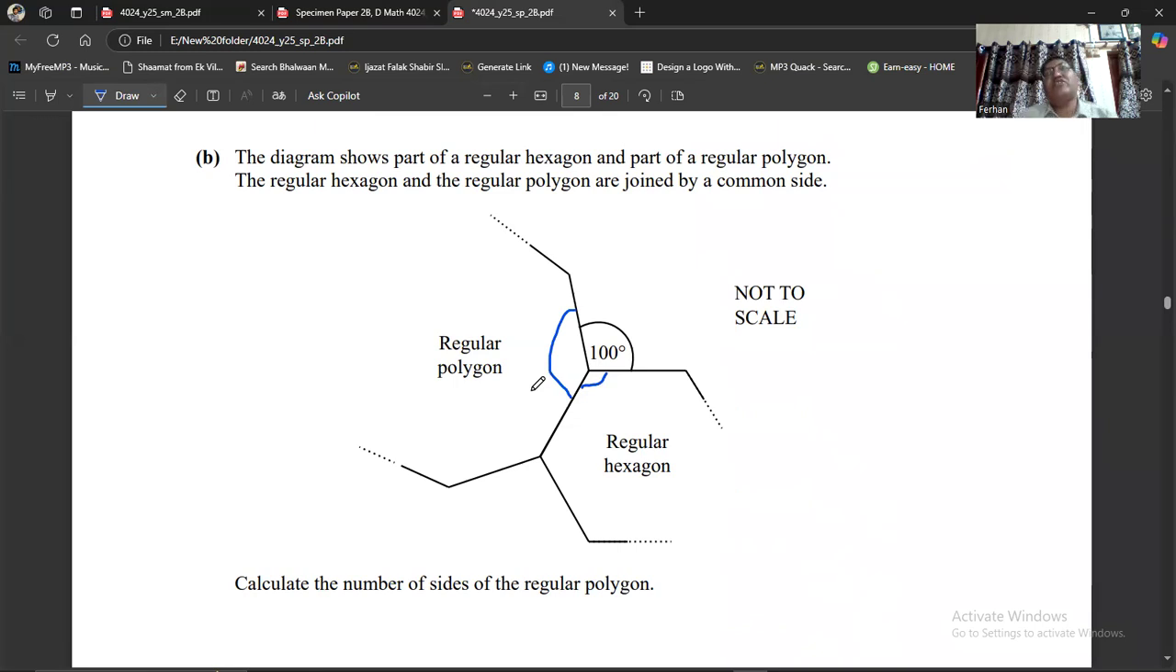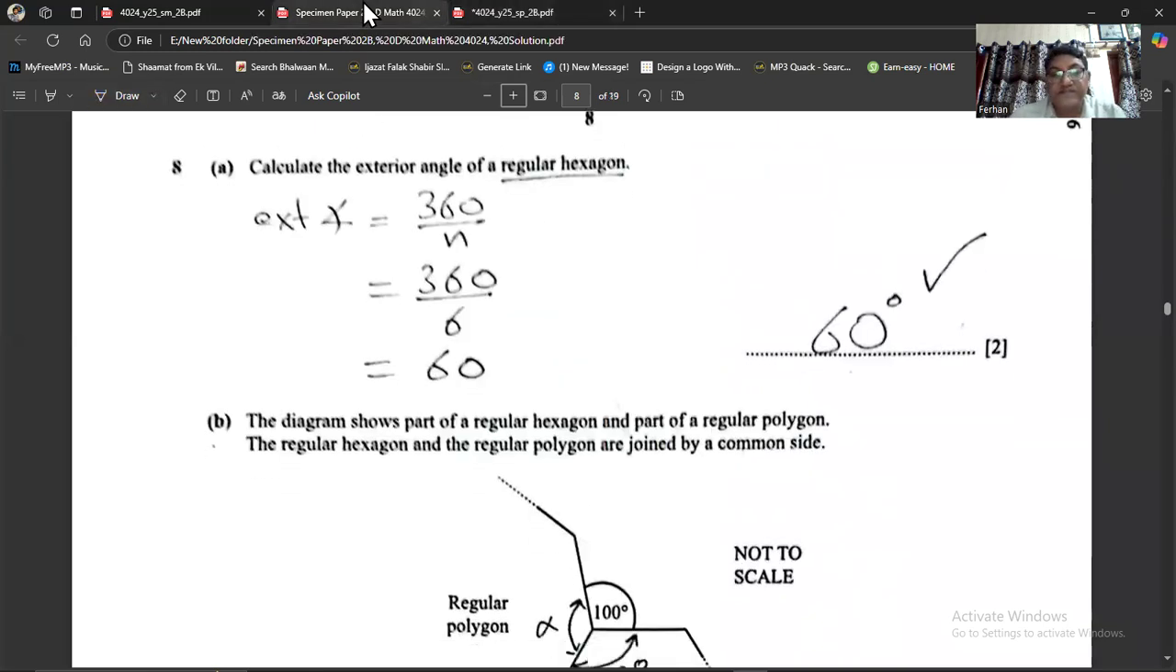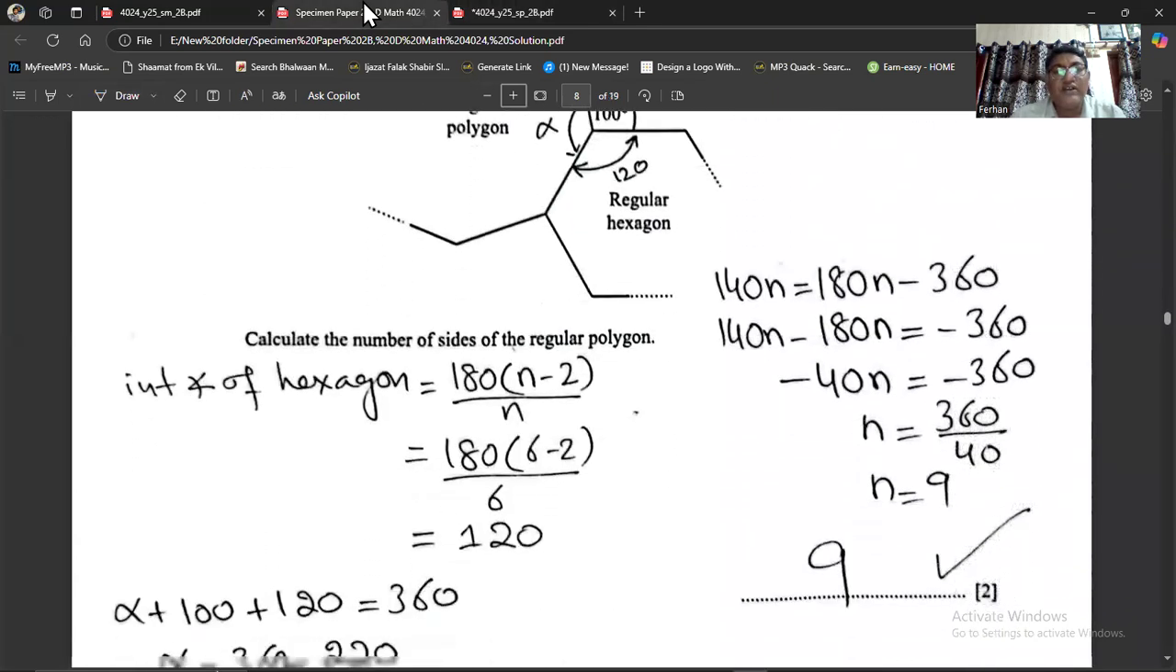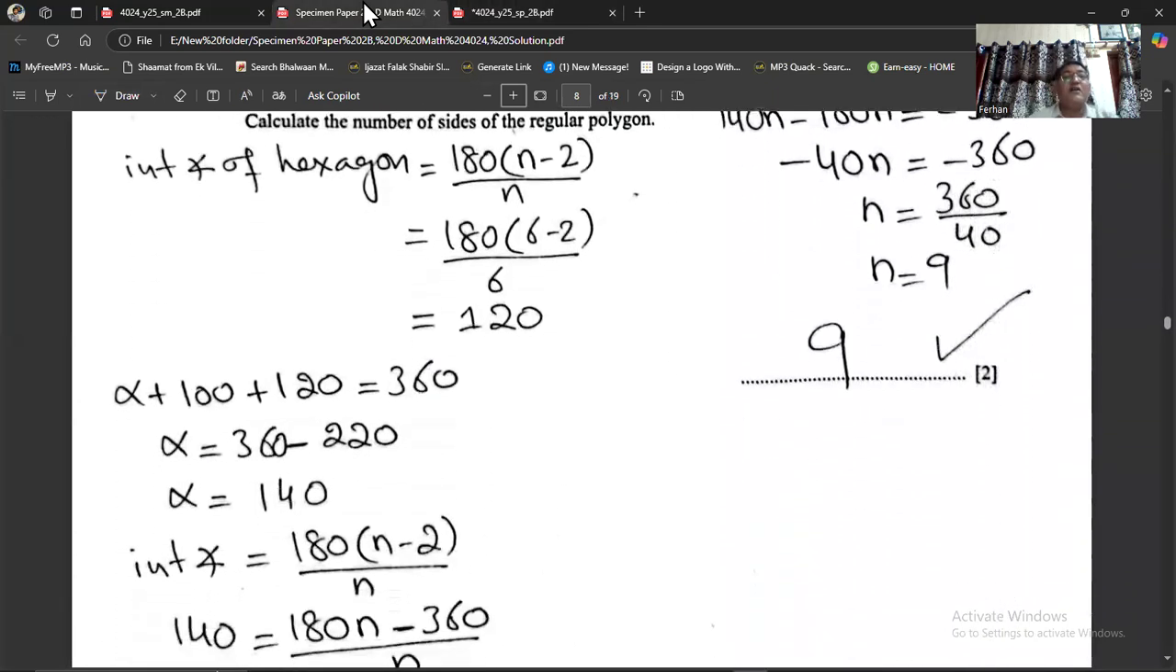So for that, I will use internal angle is equals to 180 bracket start n minus 2 bracket close divided by n. In the place of n, I will substitute, I will put 6. So we will have 180 into 6 minus 2 bracket close and divided by 6, and that is 120. So alpha plus 100 plus 120, that is 360. So alpha will be equals to 360 minus 220, and alpha will be equals to 140.